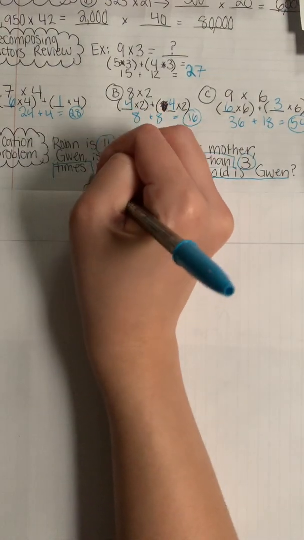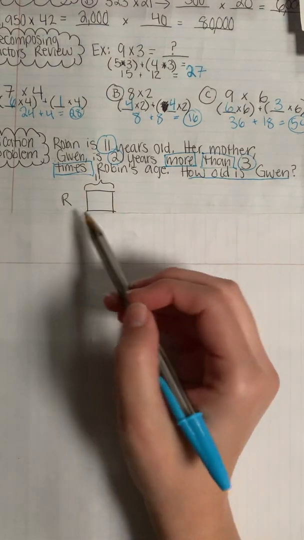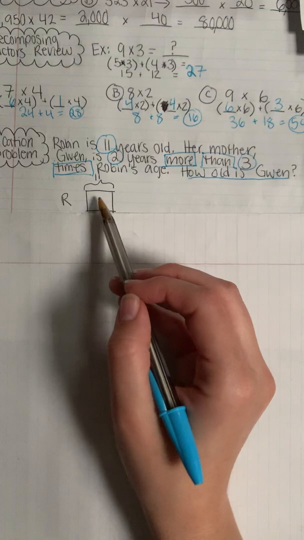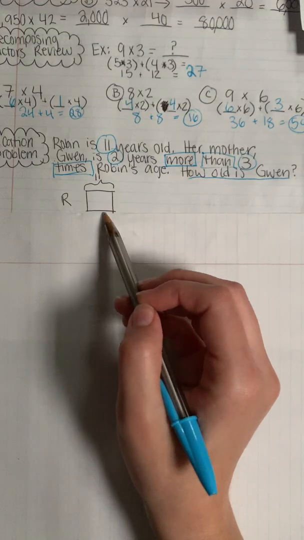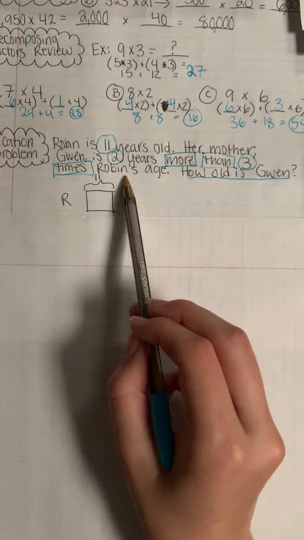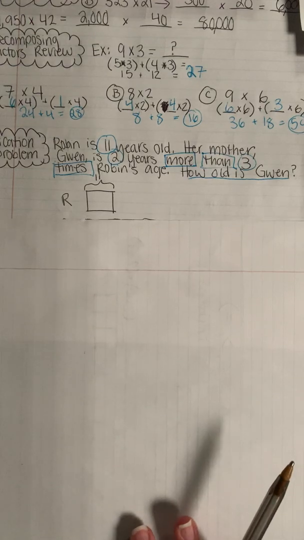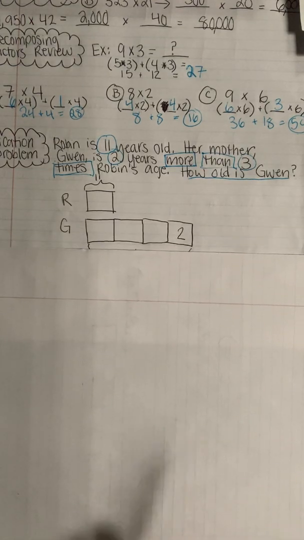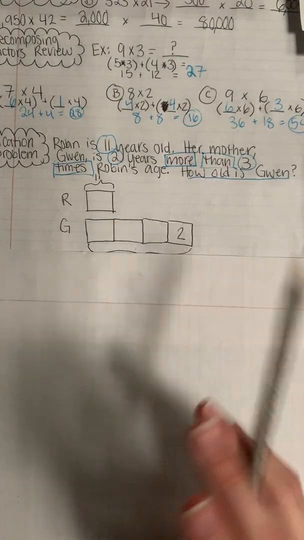And I see 2 operation words, more or more than, and also times. The information I know right away is that Robin is 11. So I drew a tape diagram, a little box that shows 11. And I put an R to represent that this is Robin. I know that Gwen is 3 times Robin's age plus 2 more years than that. So I drew a tape diagram for Gwen showing she's 3 times what Robin is plus 2 more.